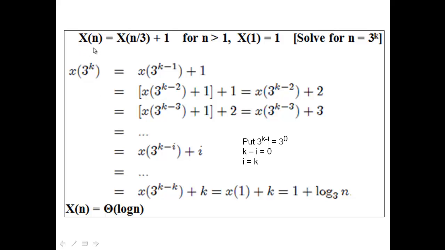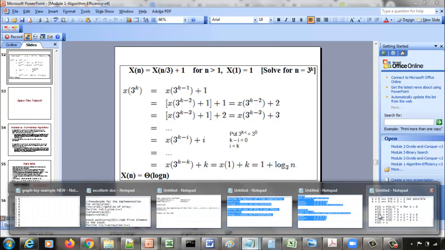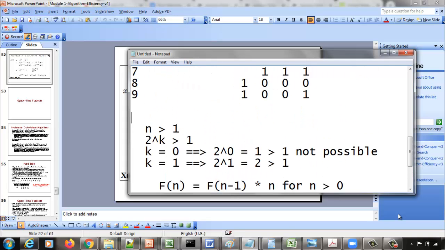So x of n with n as 3 raised to k is x of 3 raised to k equals x of 3 raised to k divided by 3, which is 3 raised to k minus 1. So it is x of 3 raised to k minus 1 plus 1. Now I did not specify here the range for k, but we can come up with it right now. So this is for n greater than 1. Like we did earlier, we need to find for what values of k this can be true.